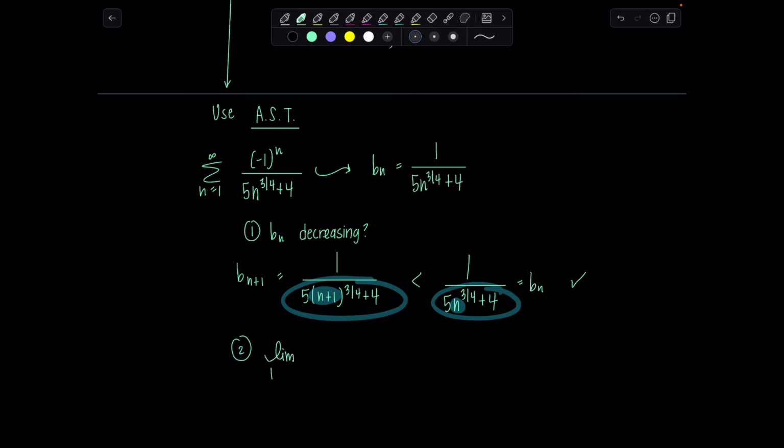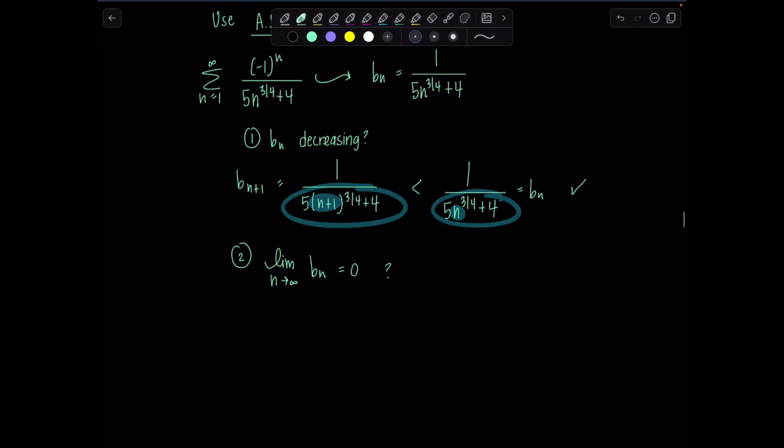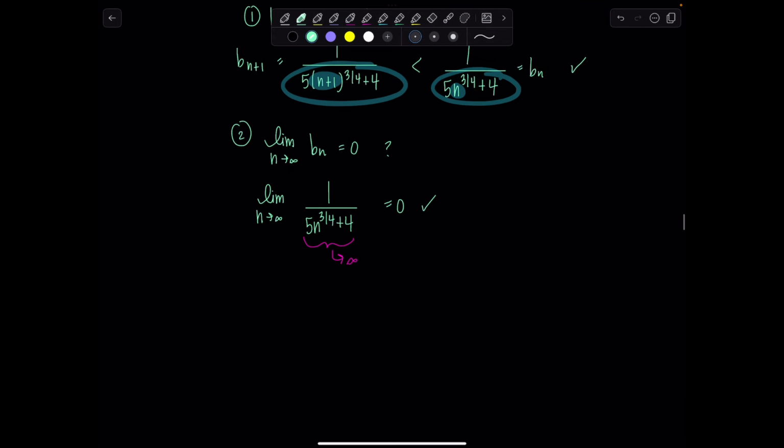Then the next thing I have to show is that the limit as n goes to infinity of b sub n is 0. Is that true? Let's take the limit as n goes to infinity of 1 over 5n to the 3/4 plus 4. Well, yeah, because this denominator is approaching infinity, constant over infinity goes to 0. Boom. So then that tells me the sum, n equals 1 to infinity, of negative 1 to the n over 5n to the 3/4 plus 4 converges by the alternating series test.